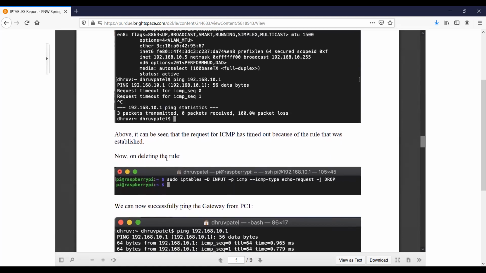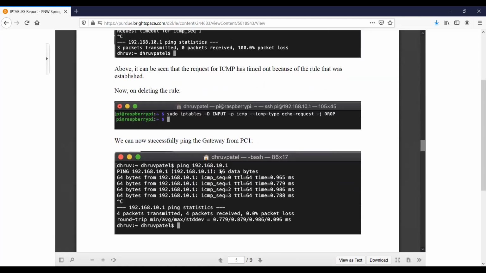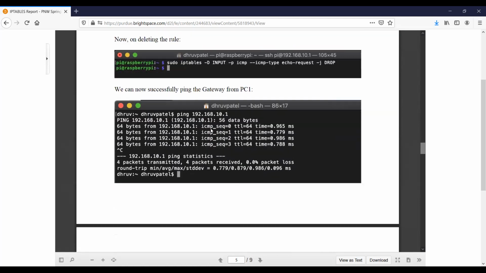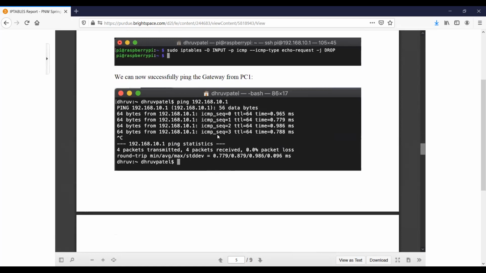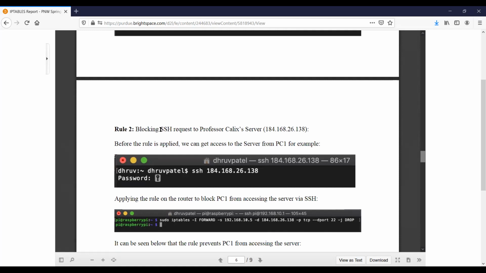All right. This also shows some additional functionality, like deleting rules, okay. And that shows you that you can ping again, right? So read through this, please. Now here's another one, SSH.